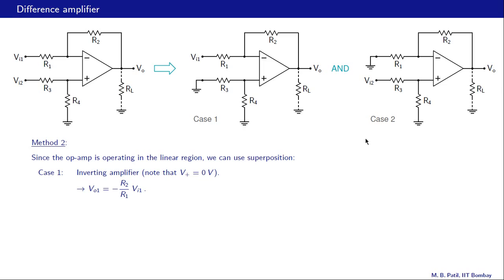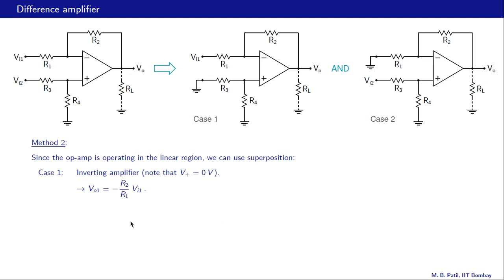What about case 2? Case 2 is very similar to a non-inverting amplifier, provided we get this voltage, and that is easy to do since this current is 0. This V plus is given simply by voltage division between R3 and R4. So therefore V plus, which is the input for the non-inverting amplifier, is R4 divided by R3 plus R4 times Vi2. So V plus times 1 plus R2 by R1 is VO, because we already know the gain for the non-inverting amplifier, that is 1 plus R2 by R1.